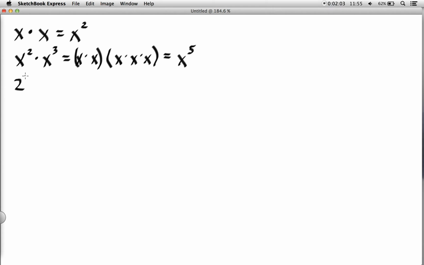Let's say we have 2 squared times 2 cubed. So the base of 2 is the same in both terms. Well, we just have to add the exponents to get 2 to the 5th. What is 2 to the 5th? It is 32. And you'll notice that 2 squared is 4, 2 cubed is 8, and 4 times 8 is also 32. So it works.